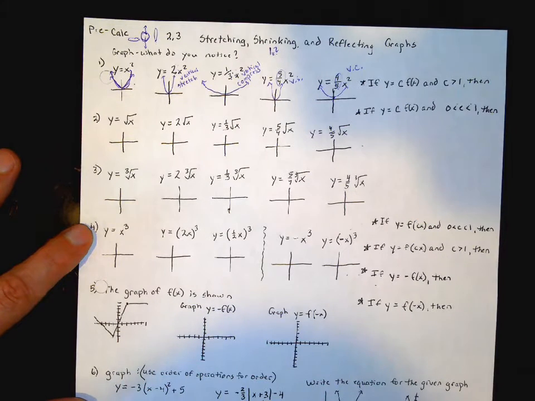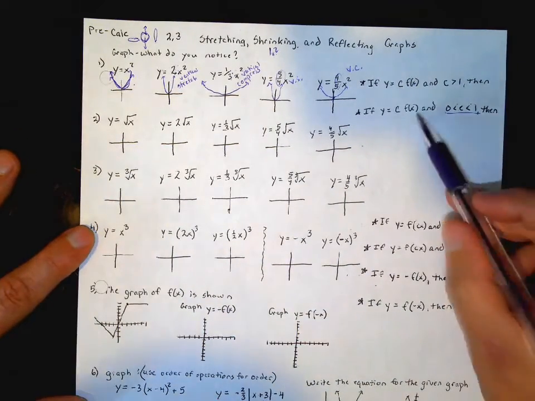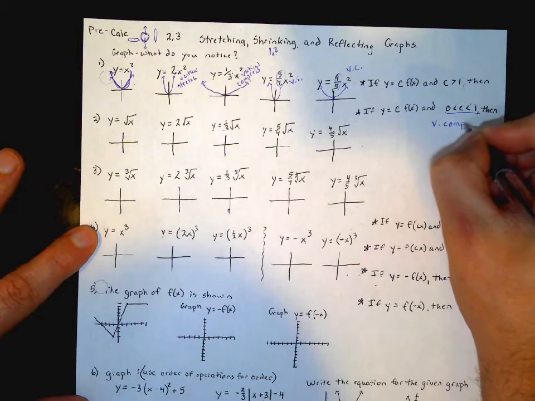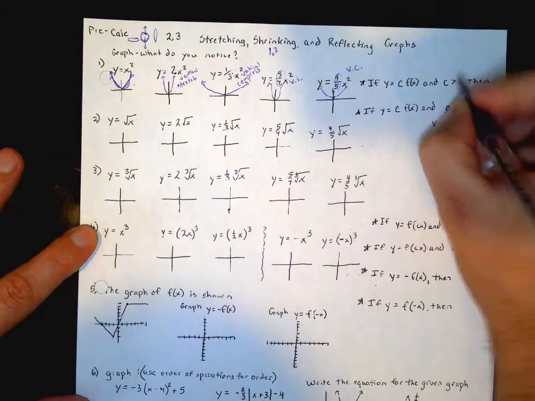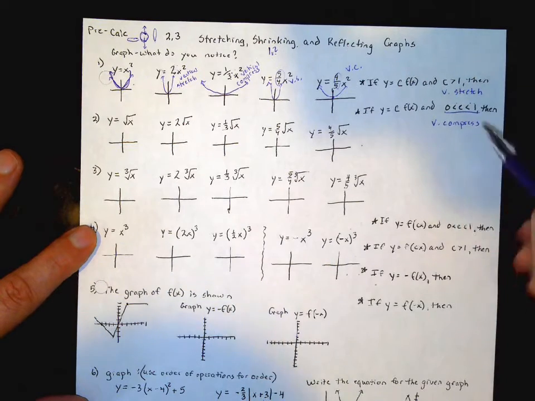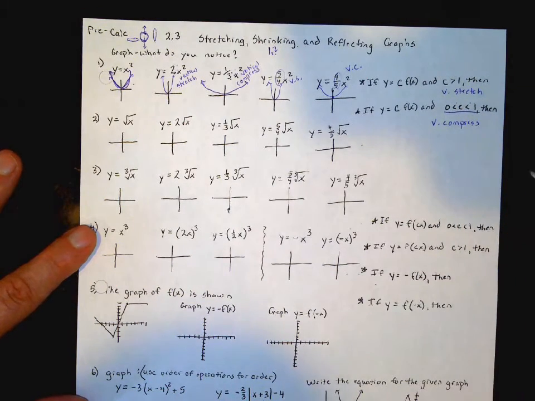So basically, if it's more than 1, or actually, I shouldn't say less than 1 totally. If it's between 0 and 1, that's when it's going to be the vertical compress. And if it's greater than 1, then it's a vertical stretch. Because we'll see later on what a negative will do to it. So if the number is between 0 and 1.